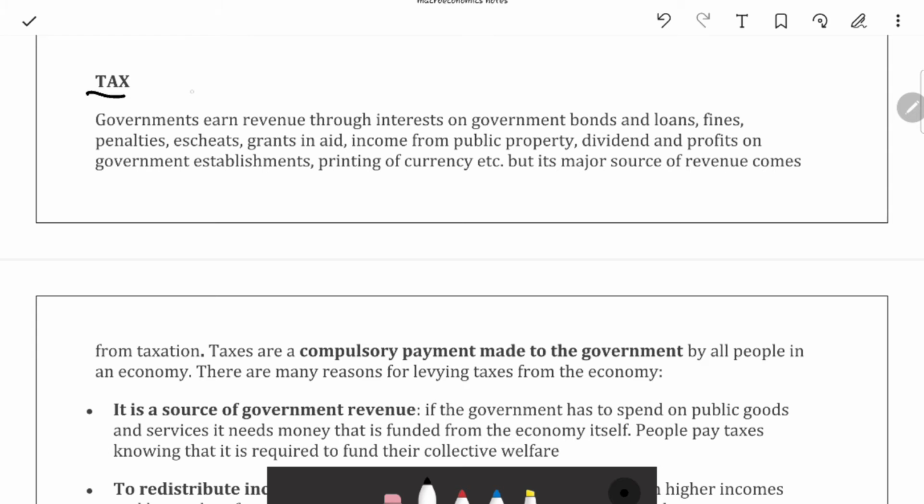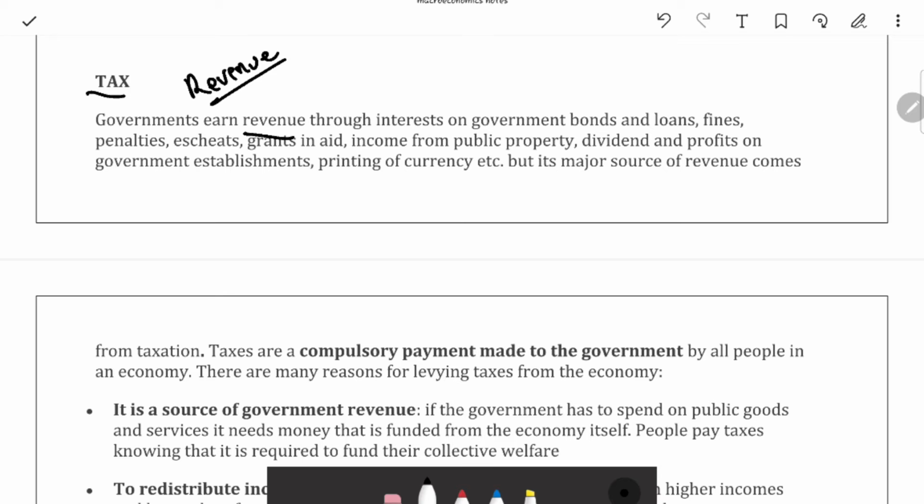So tax is a very, very important form of revenue for the government. Tax is one of the main revenues for the government. Now we're going to be talking about tax, the advantages, disadvantages, the types of tax, and everything related to tax. Governments can earn revenue through the interest on government bonds and loans, penalties, grants and aid. But tax is the main revenue for the government.